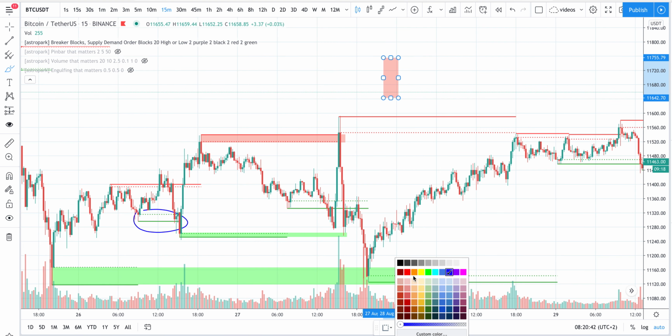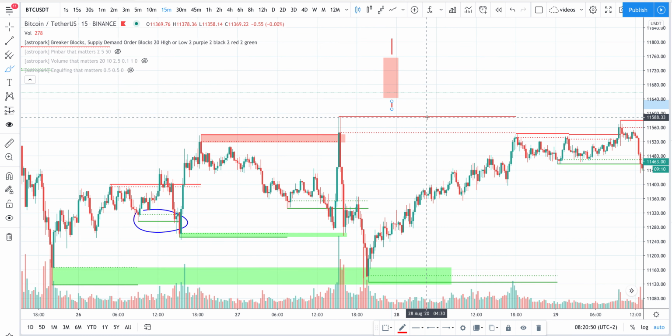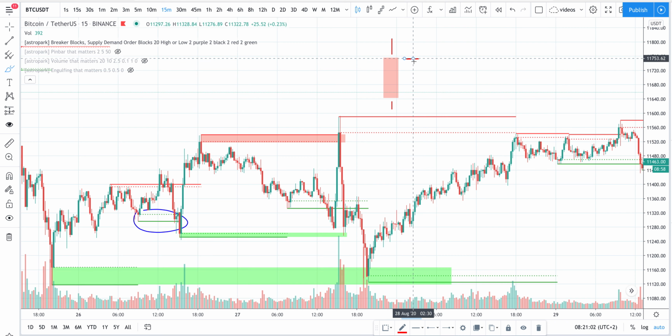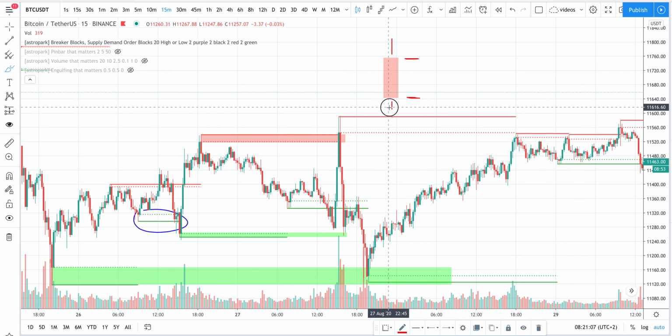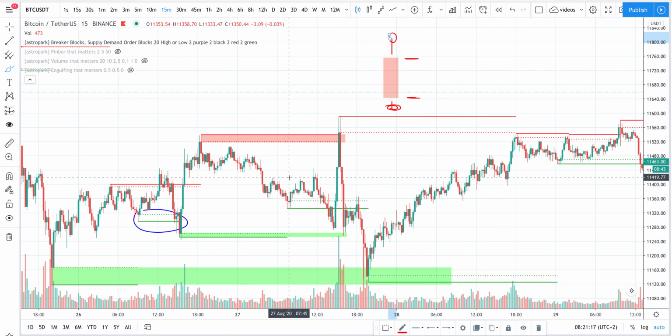let's do it red. If this is a red candle, price went lower during this time frame. This is the beginning of the candle, just the open price, and this is the close price. This is the lowest point, so the low of the candle. This is the highest point, so this is the high of the candle.